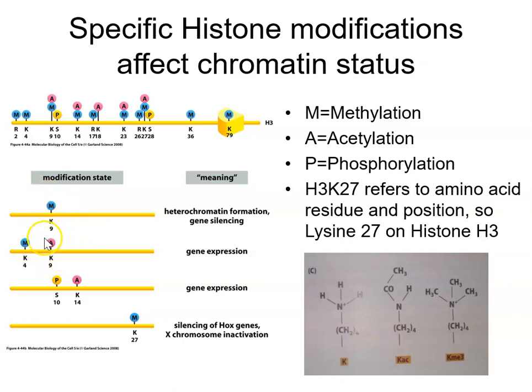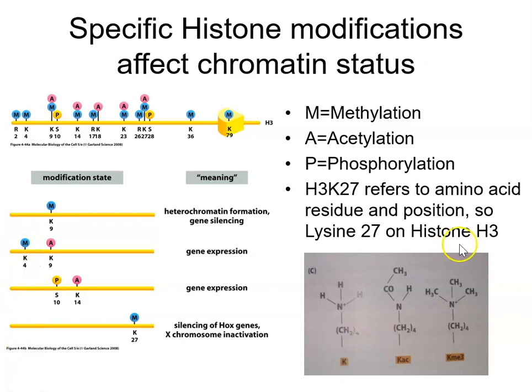Lysine 9 acetylation will cause gene expression, and lysine 27 methylation will cause gene silencing. Now this is the one that's a bit of a problem. This is lysine 4 methylation, which also causes gene expression. So this is the only methylation that causes activation of gene expression.